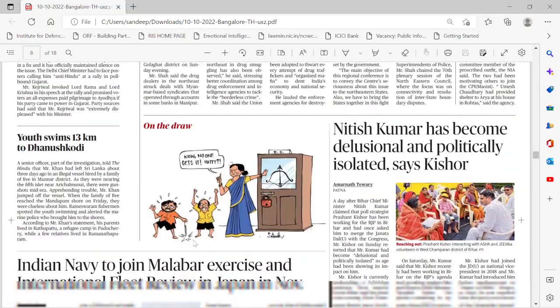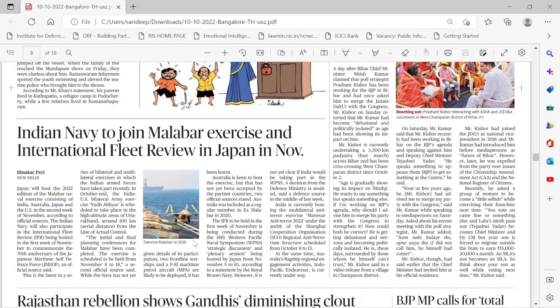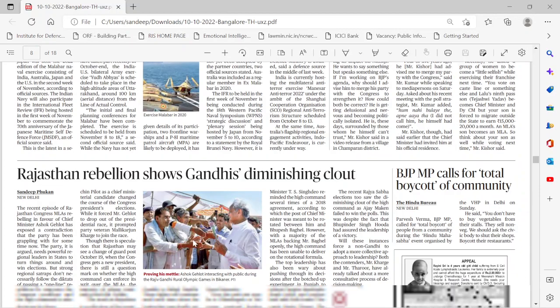Then Nitish Kumar has become Indian Navy to join Malabar exercise. Yes, I just want you people to know that Malabar naval exercise is normally done by India, US, and Japan. Australia is always asking for it. So Australia may also join. India, US, Japan, Australia, which is also part of Quad. India and US army exercise is called Yuddhabhyas. So Yuddhabhyas is army exercise. Malabar is naval exercise. If you can just write the names, that's enough.